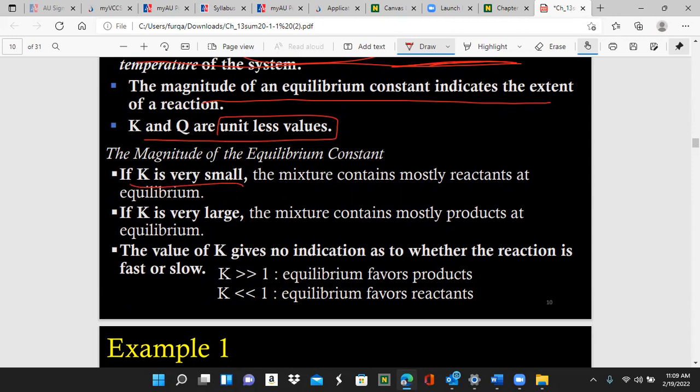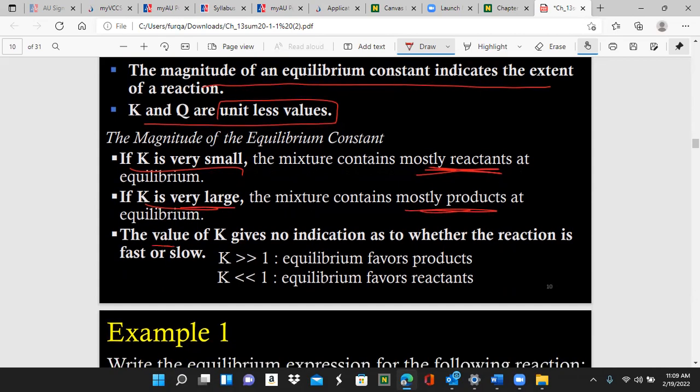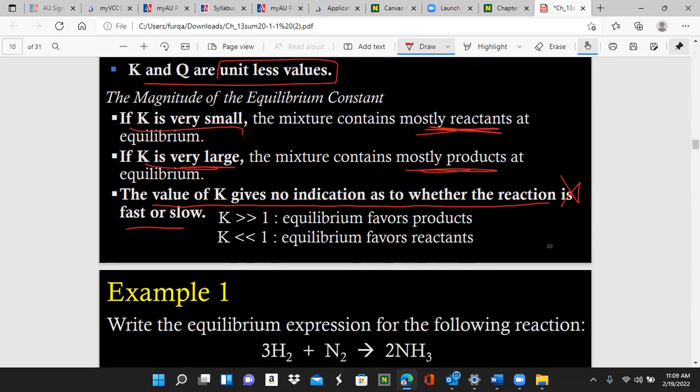If the K is very small, it means most of the stuff is still in the reactant form. Okay, it's mostly reactants. It means the reaction is not proceeding towards the products. But if the K is very large, it means most of it has already been converted into the product. So the reaction is product heavy at that point. The value of K gives no indication as to whether the reaction is fast or slow. Keep that in your mind. Never ever.